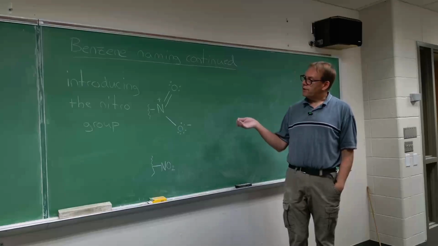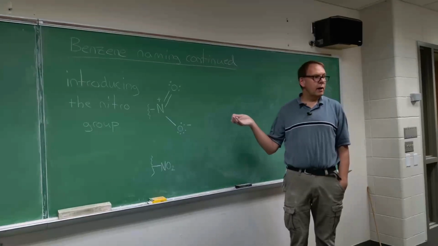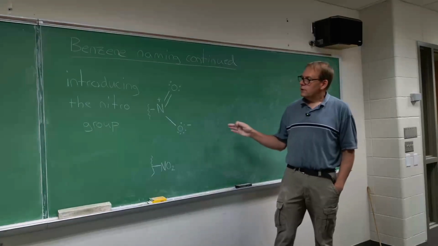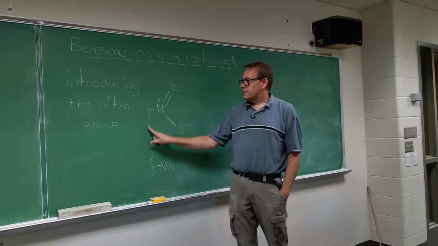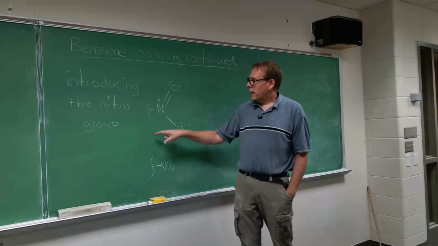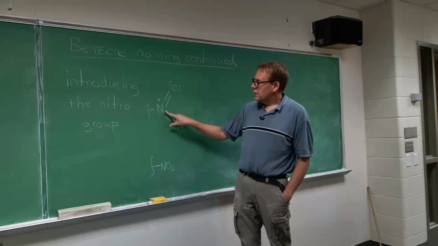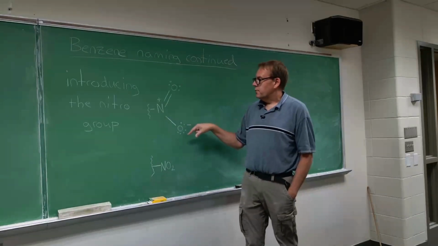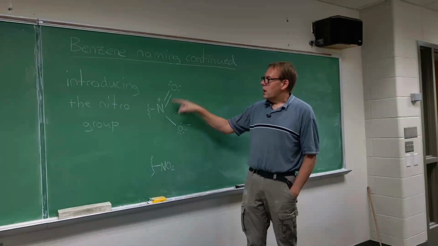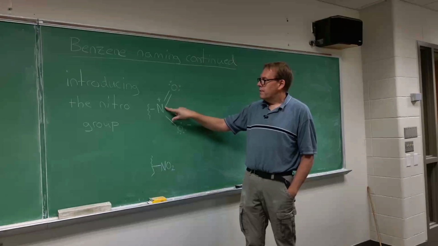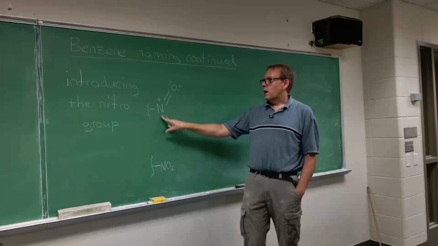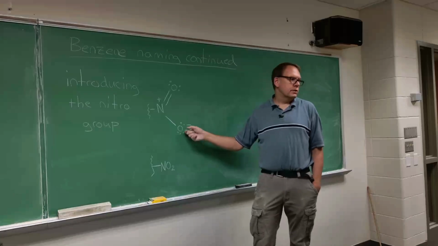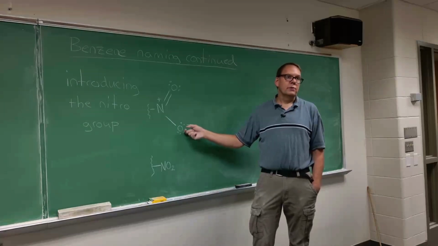But I wanted to first introduce you to a group that you probably haven't seen before. This is called a nitro group. The squiggle line here indicates that that's where it's connected to something else, and the nitro group has a nitrogen that's got two oxygens bonded to it. One of the nitrogen-oxygen bonds is a double bond. The other nitrogen-oxygen bond's a single bond. Nitrogen has a formal positive charge, and then one of the two oxygens, the one that's making the single bond, has a formal negative charge.